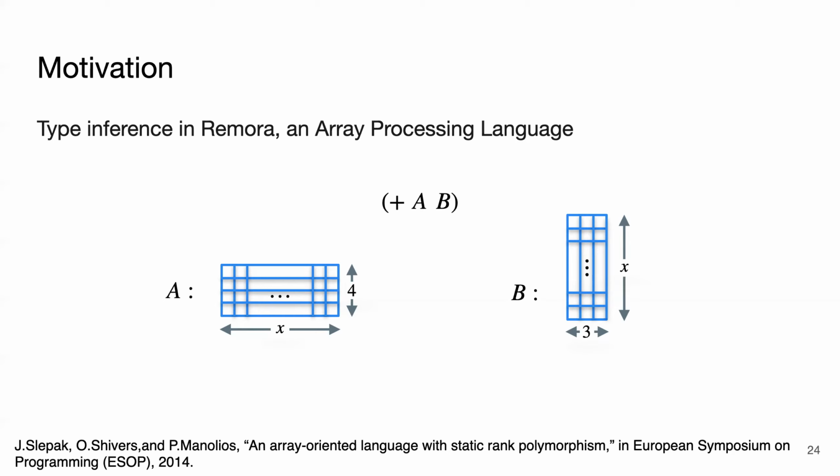And then to successfully apply the plus operation, we require that the sequence X4 is equal to 3X. And this equation turns out to be unsatisfiable. And if that is the case, then the type inference algorithm of Remora would deem that the term plus A B is ill-typed.